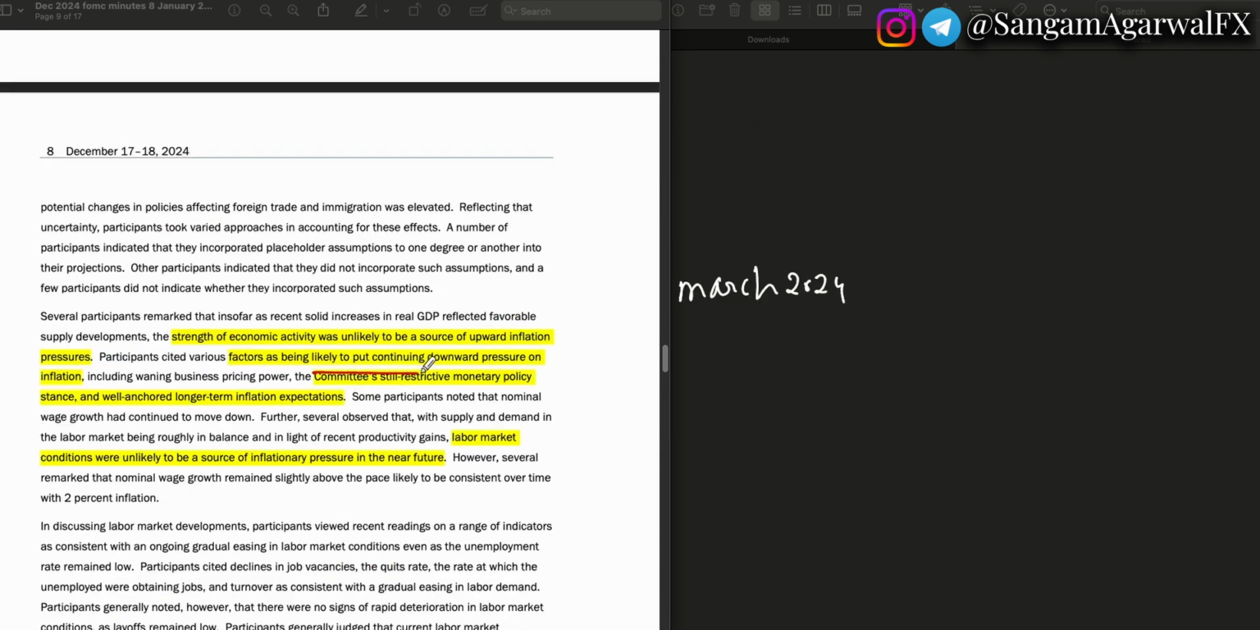So FOMC members are saying this line since March 2024, restrictive monetary policy, which is exposed by the Bitcoin price. If monetary policy is restrictive, then why is Bitcoin trading near all-time high? The biggest part was inflation expectation.